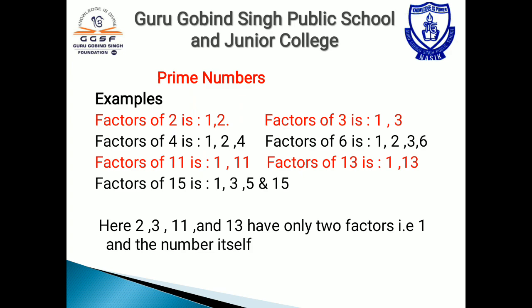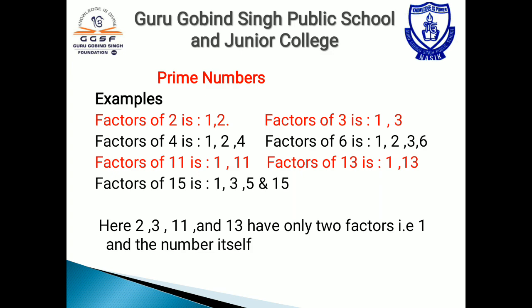If we take examples, we have already studied in the lower classes how to find the factors. The factors of 2 are 1, 2. The factors of 4 are 1, 2, 4. The factors of 11 are 1 and 11. The factors of 15 are 1, 3, 5 and 15. The factors of 3 are 1 and 3. The factors of 6 are 1, 2, 3 and 6. And the factors of 13 are 1 and 13.